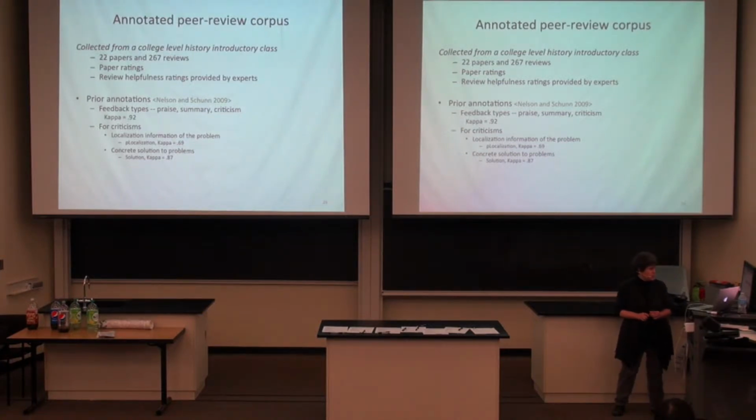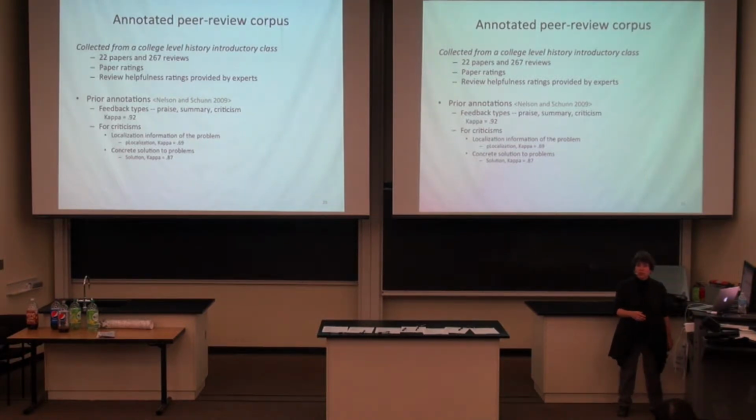It consisted of 22 papers, so there were 22 students in the class. They each wrote a paper, and then it was submitted. It was sent around to a number of other students in the class so they could review the paper, and then the reviews would get sent back to the original author so they could revise. And so each paper had multiple reviews, and our corpus as a whole had 267 reviews.